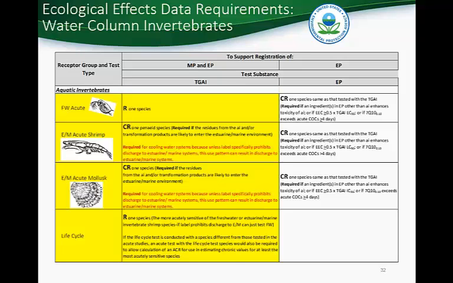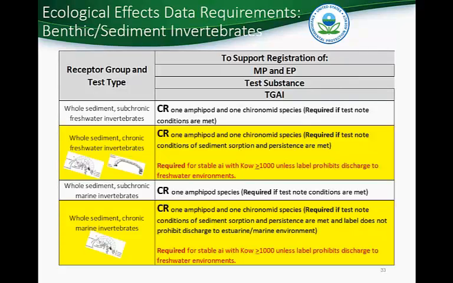to 4 days. For this cooling water case, chronic benthic sediment testing with the technical active ingredient is required for 2 freshwater species, one an amphipod and the other a chironomid. Additionally, if the label does not prohibit discharge of the cooling water or cooling water effluent to estuarine marine surface waters, 1 chronic sediment test with an estuarine and marine amphipod species is also required. Sediment testing is required because the active ingredient is expected to partition to sediment, that is, the KOW is greater than or equal to 1,000.